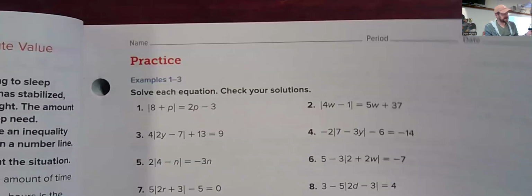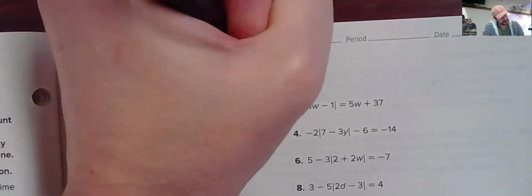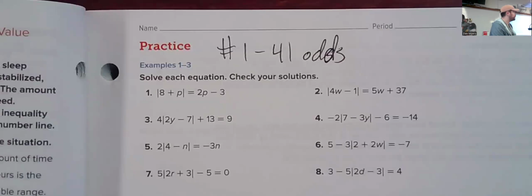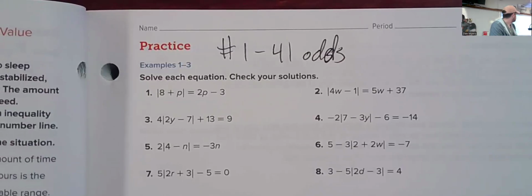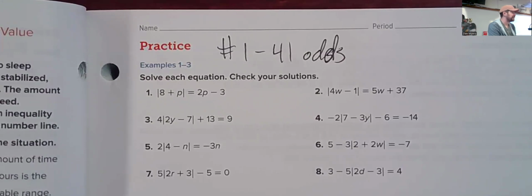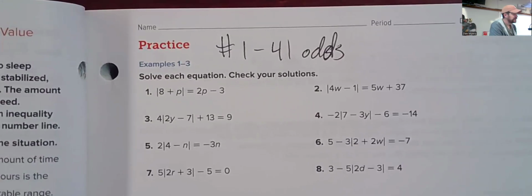It would be the same ones that we just had, 1 through 41 odds. If you want to get started on this and solve the equation versions, feel free to do that. We'll talk about inequalities tomorrow. So feel free to get a head start. You've got a few more minutes if you want to get started, or if you need to finish up lesson 1 from yesterday, this would be a good chance to work a little bit more on that.